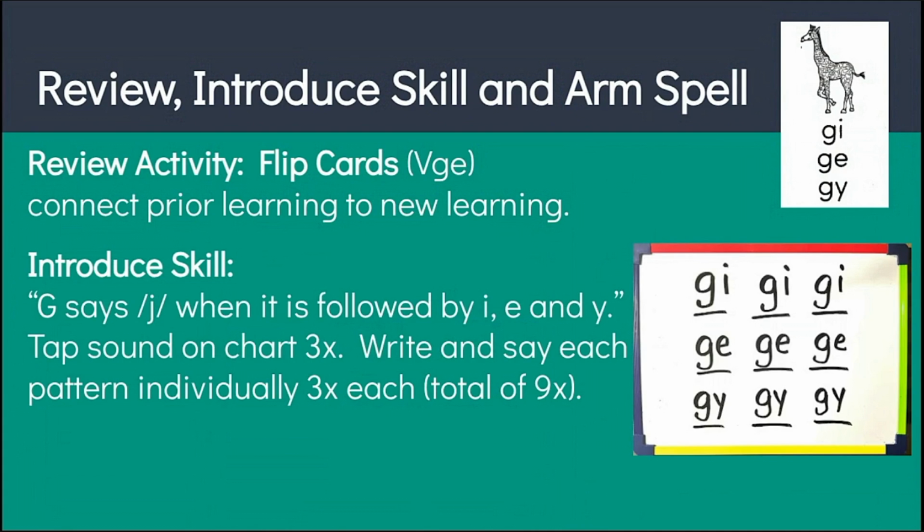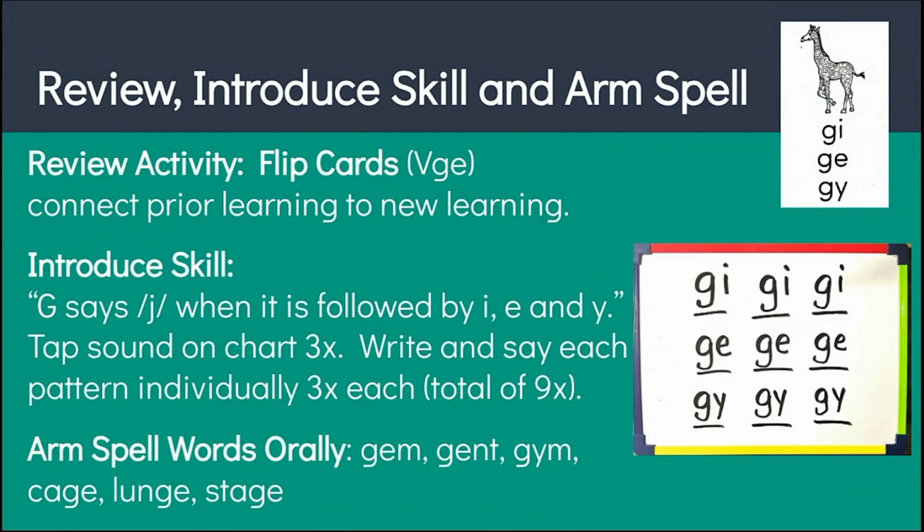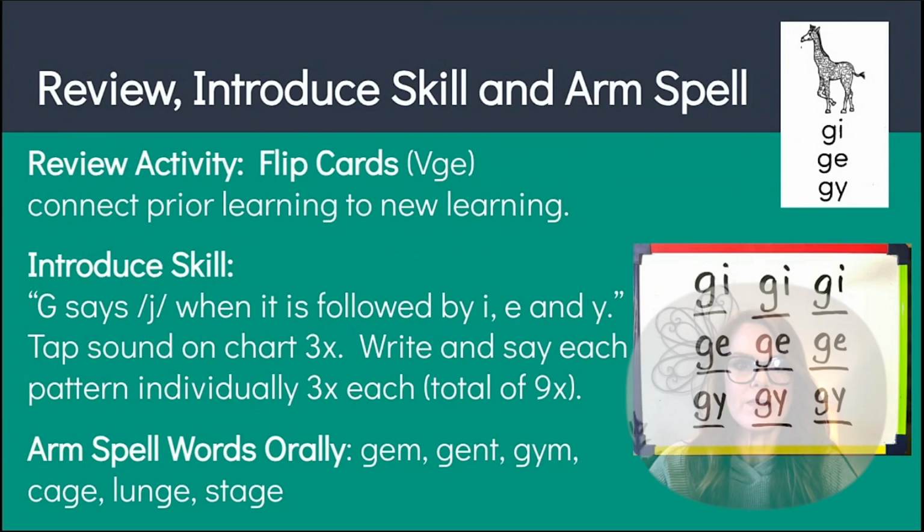After writing each pattern, lead the students in arm spelling 4 to 8 words orally and listen to where you hear the J sound and what sound you hear after it. You might say something like, let's arm tap some words with J and listen to what sound we hear after it. Gem. The students repeat the word and arm tap it. Discuss where you hear the J and what sound you hear after it. Note that words that end with J, like cage, do not have a sound after because the silent E is what makes the G say J. Continue to arm spell words and listen to the sound that comes after the J.